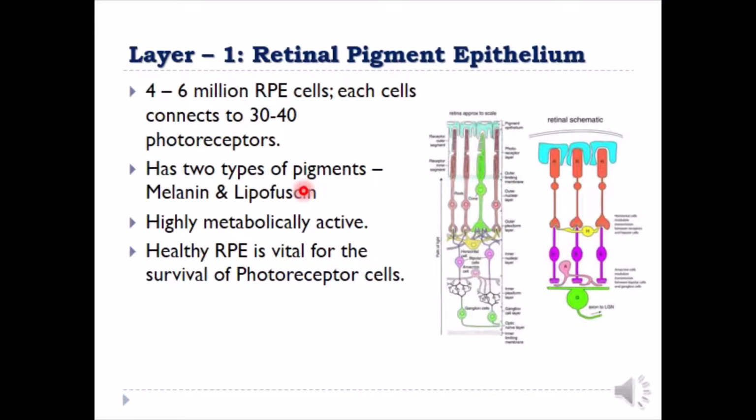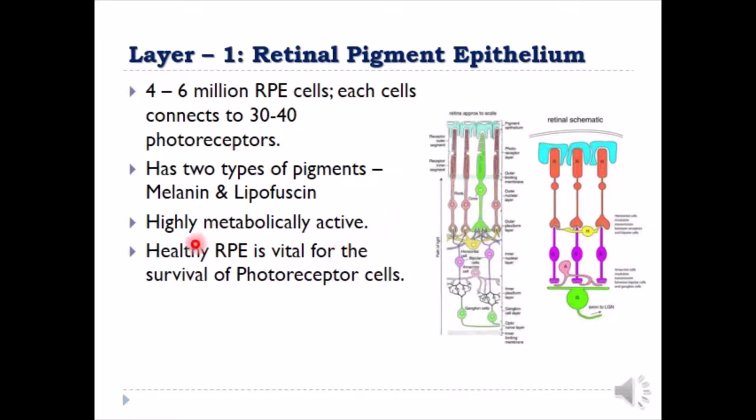Another important thing is that the retinal pigment epithelium, or RPE, has two types of pigments. One is called melanin, another is lipofuscin. So remember the spelling of these two terminologies, which are new for you. You might have heard about melanin. Melanin is a pigment that gives color to the skin. So melanin is seen in the skin, and it is seen in the iris. You remember the iris has brown color. It is because of the melanin pigmentation, and melanin pigmentation is also there in the retinal pigment epithelium. So because of these two pigments, these cells have got the name retinal pigment epithelium.